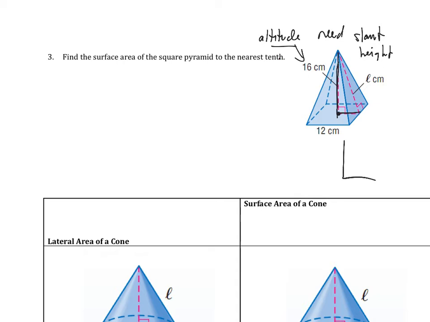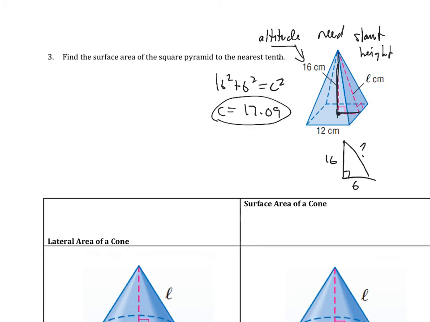Well, if I look, that is 16, that is 6, that is a right triangle. How can I figure that out? For those of you that said Pythagorean theorem, congratulations, you're correct. So 16 squared plus 6 squared equals c squared. A little calculator mashing, and you get 17.09. So that's going to be my altitude. All right, that's what I want to use.